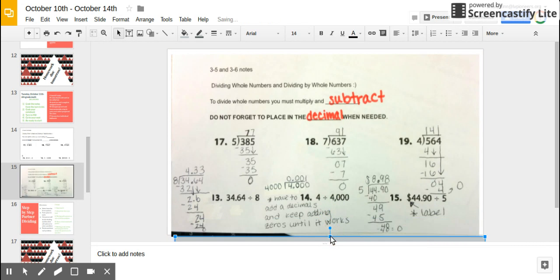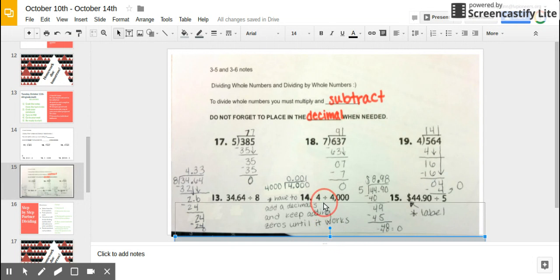Okay, number 15. Oh, back to 14. A note that I made that you should probably write on your paper is that you have to keep adding a decimal and keep adding zeros until it works.